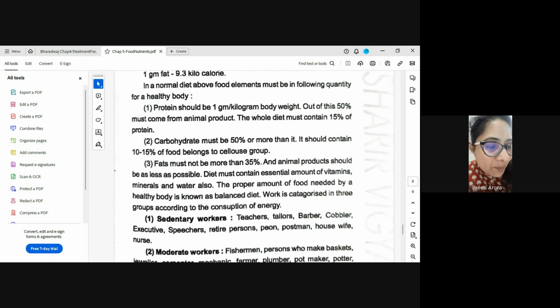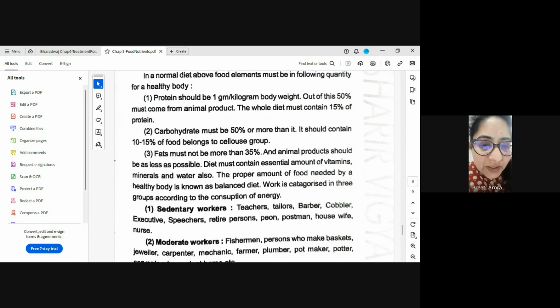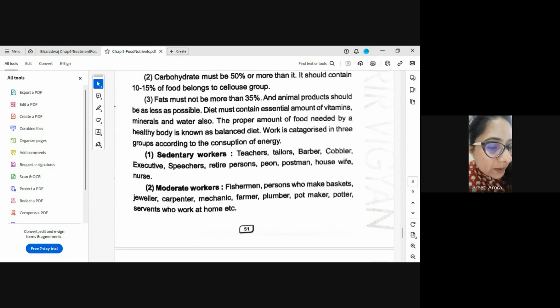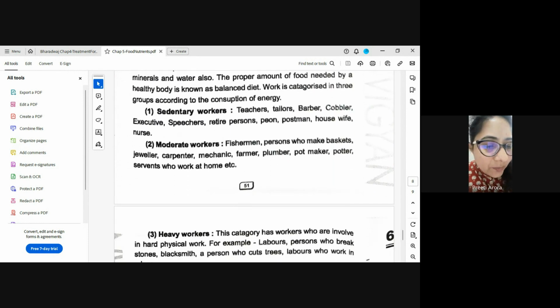Now, work is also put into three groups in order to make you understand the concept of energy, how much energy is needed by every person. The sedentary workers are people like teachers and tailors, who are basically doing a sitting job, just sitting at a desk. Then you have the moderate workers, the people who are making baskets. You have carpenters, mechanics, farmers, plumbers, all these are moderate workers.